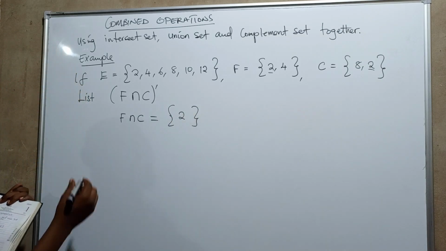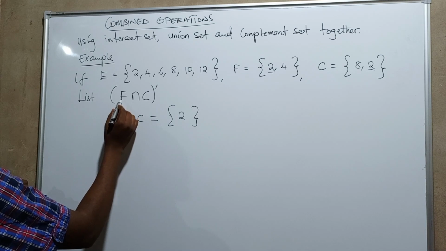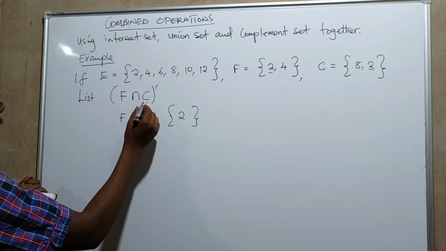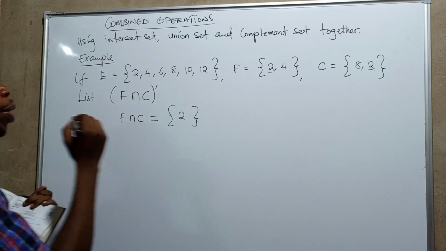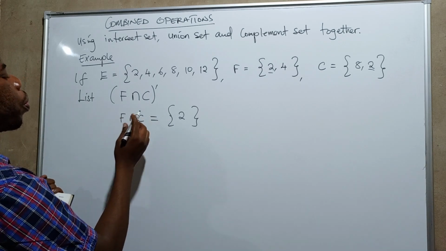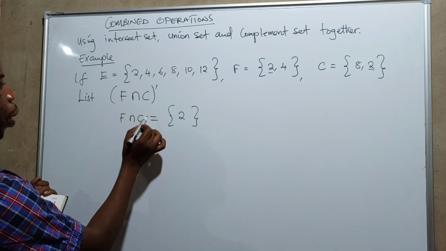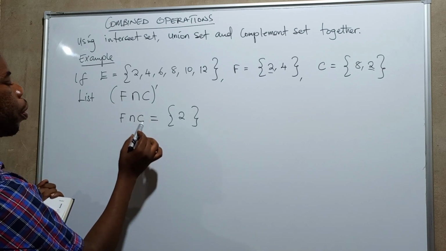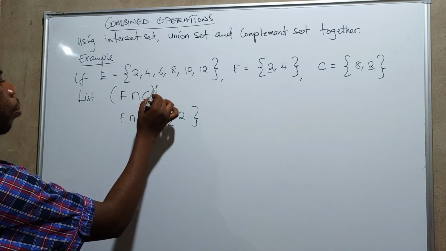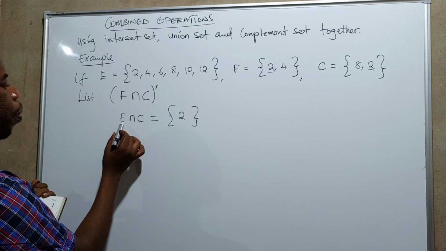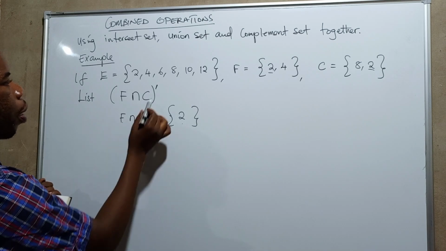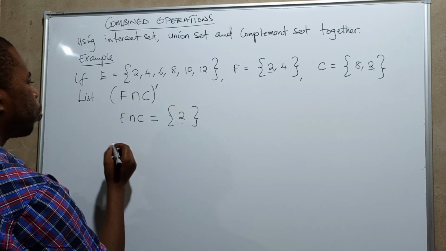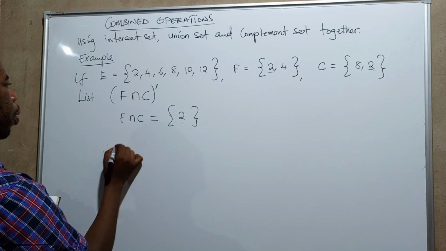Now, when they send F intersection C complement, it means you list those, you exclude F intersection C. So we have found F intersection C, which is this. Now, with this, it means we make a set that should exclude this. So therefore, it will be now like this.